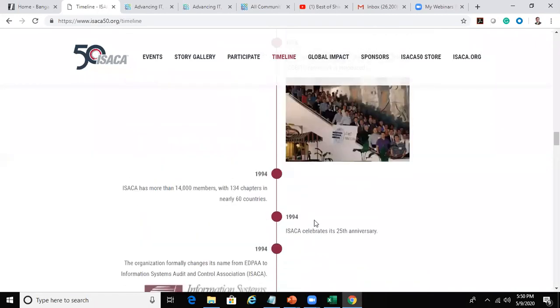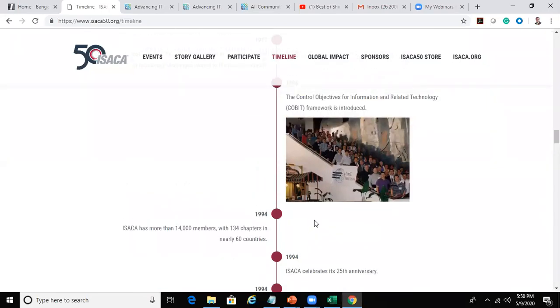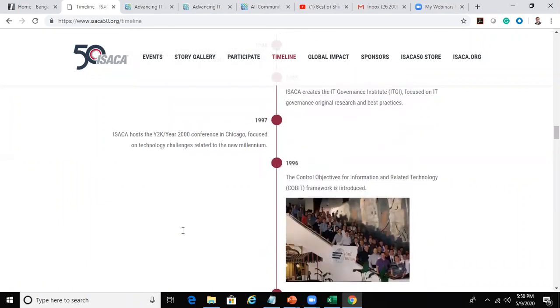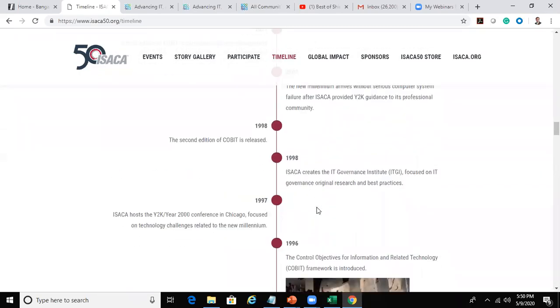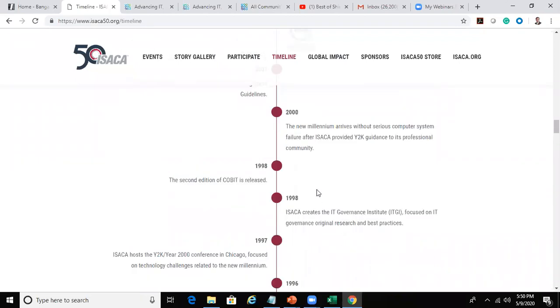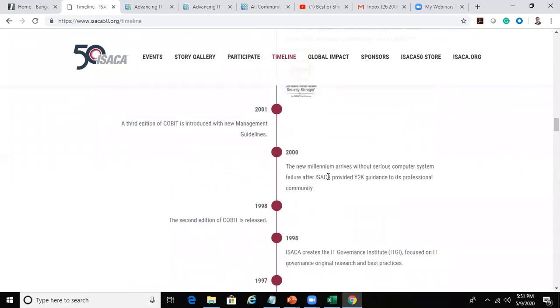Today they celebrate more than 50 years. It's a chapter-based, member-based organization. Today there are close to 2 million members or more, and around 200 cities with major chapters. COBIT was introduced in 96. Again, I don't want to take you through each of them. I'm sure most of you know year 2000 was a great year with Y2K. I think we cannot forget Y2K, right?